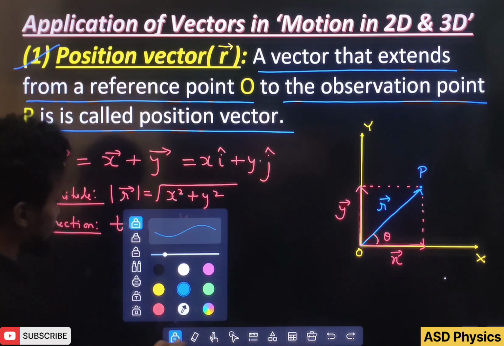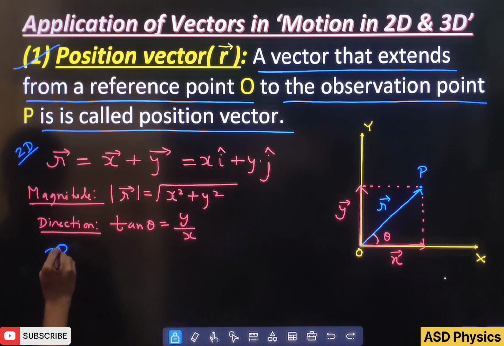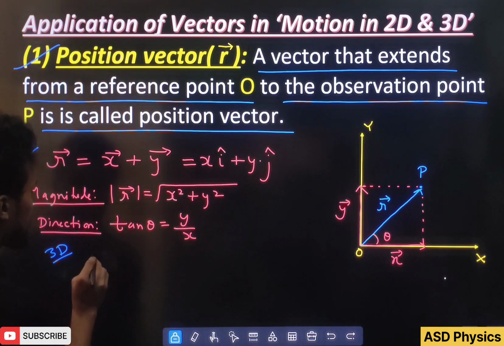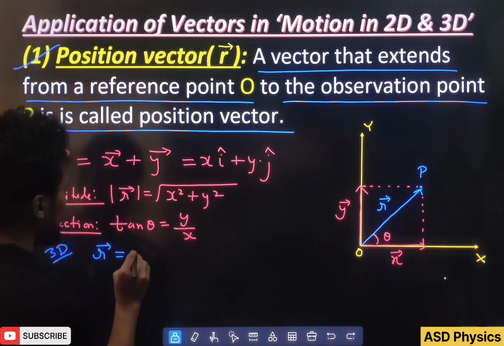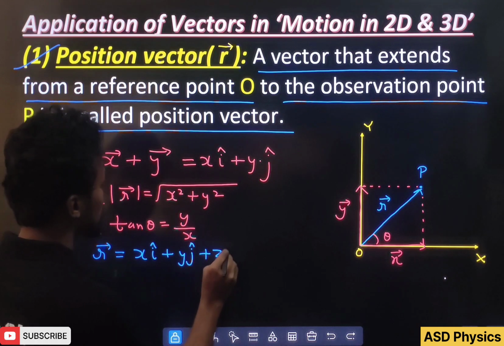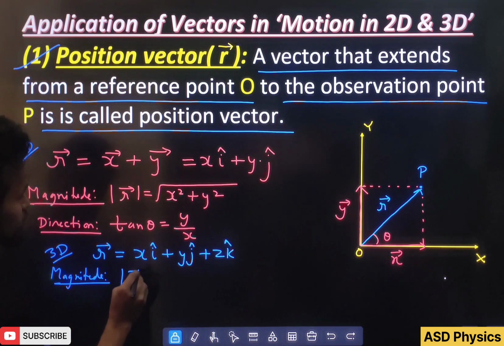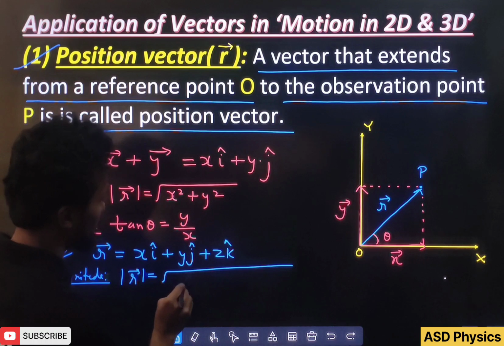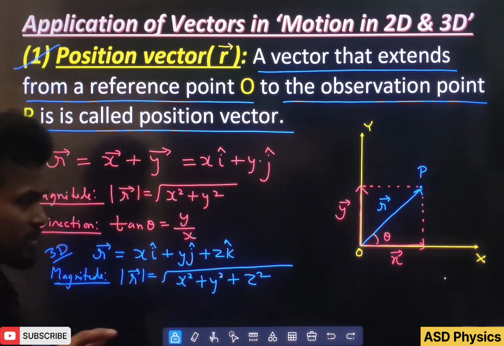Now, this one we have seen in 2D. Now students, if I see in 3D, there one more coordinate will be there, the z axis. And here this position vector is given by x i cap plus y j cap plus z k cap. And if I talk about the magnitude, mod r equals square root of x square plus y square plus z square.